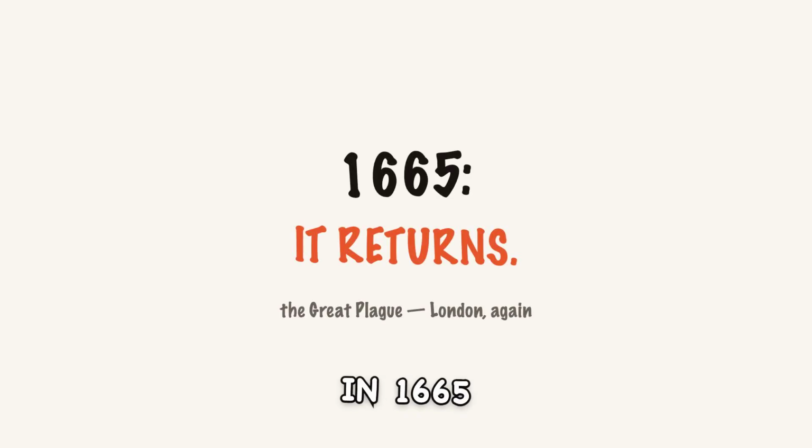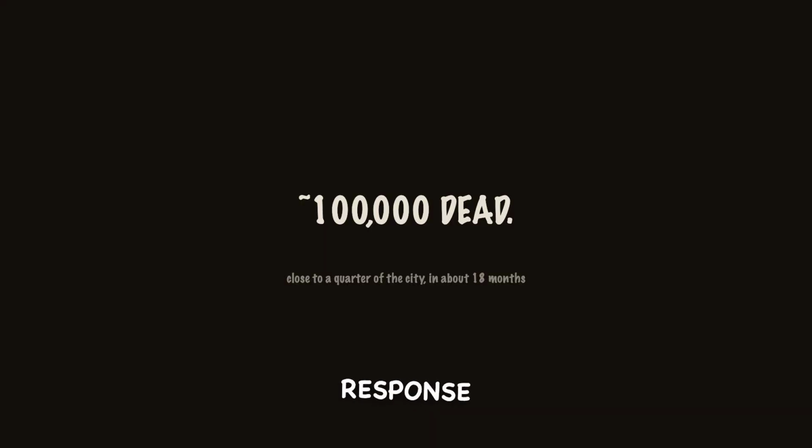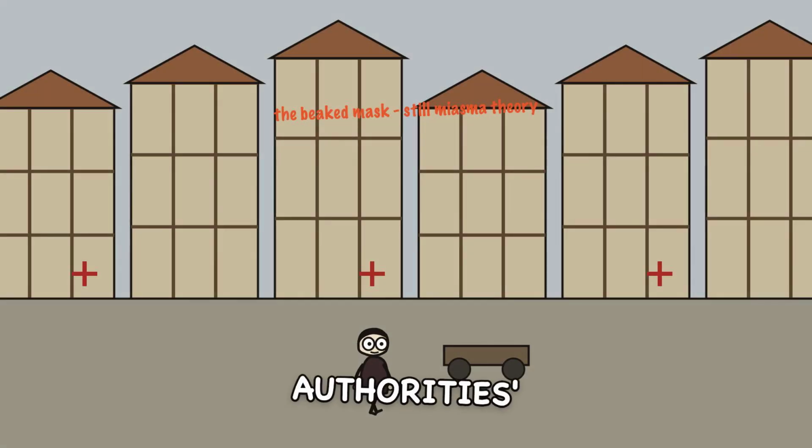In 1665, plague struck London again, in what became known as the Great Plague, killing an estimated 100,000 people, close to a quarter of the city's population, in about 18 months. And here's the striking part for the exam. The medical response had barely moved on from 1348. Doctors wore the now famous beaked masks, stuffed with sweet herbs, still working from miasma theory, still believing bad air was the enemy. But the authorities' response had sharpened considerably.